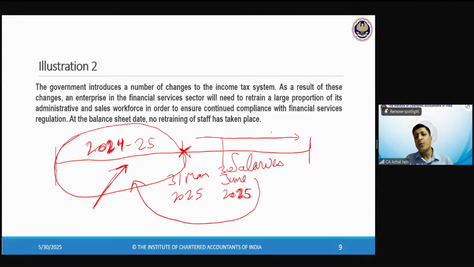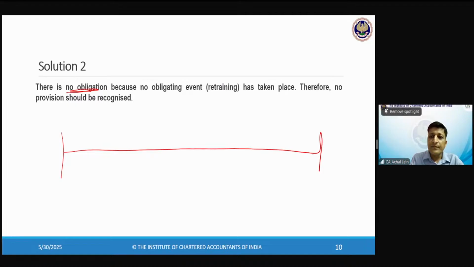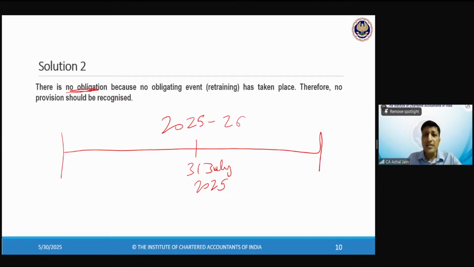Now let me just give you one example. Say this is 25-26. You are saying on 31st July 2025, you have received the invoice. Let's suppose you have hired the trainers and they have shared the invoice. The invoice has been received on 31st July 2025, but the training started from 1st April 2025. Now your training cost has been incurred starting from 1st April.